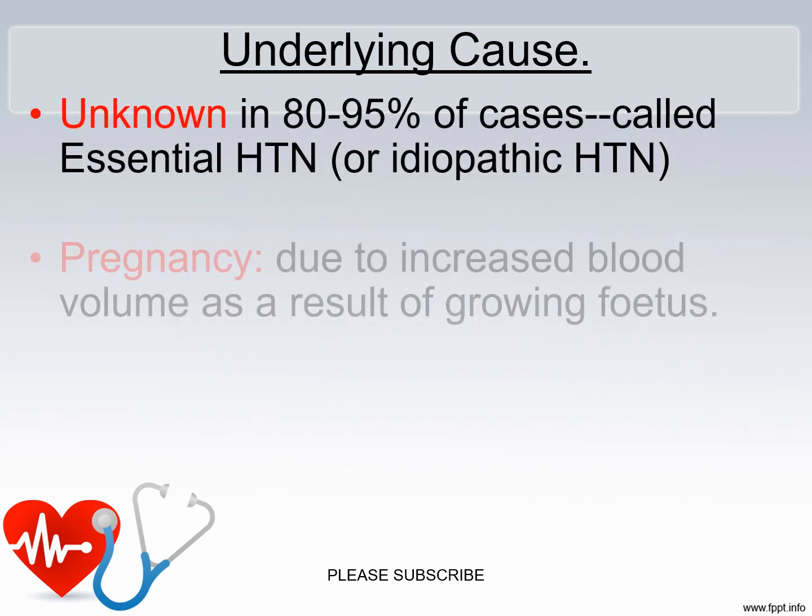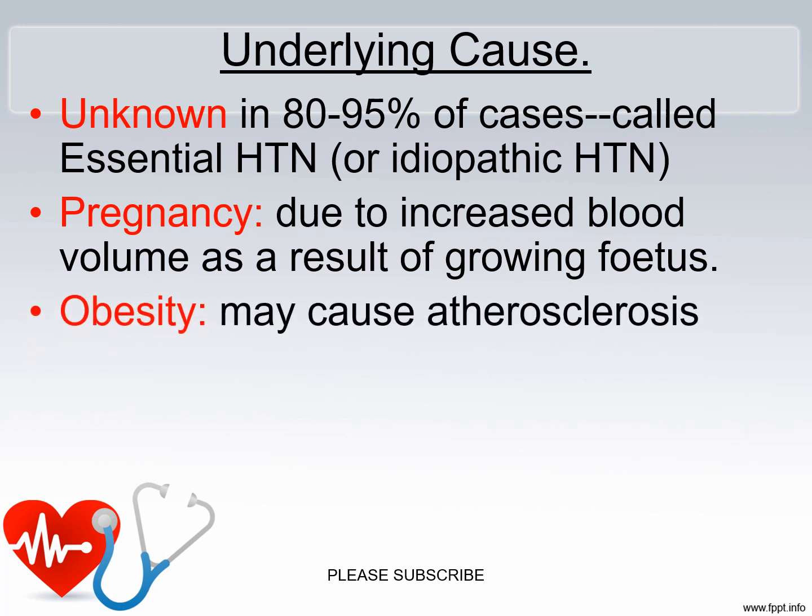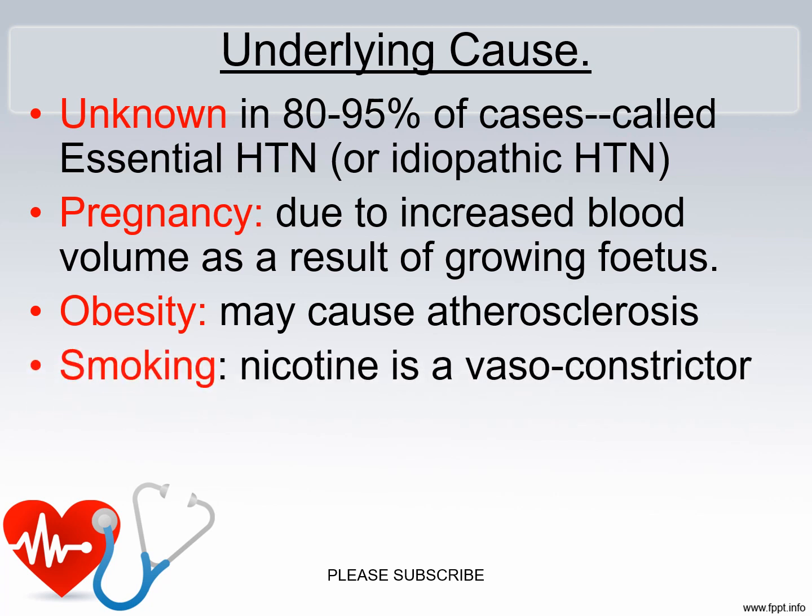Then what are the underlying causes of hypertension? We have 80 to 95% of cases being as a result of unknown causes. This is idiopathic hypertension. Then we have pregnancy. Pregnancy comes in because of the increased blood volume and the growing fetus. Then we have obesity. Because of the fat deposition, it will cause atherosclerosis. Then smoking, because of the nicotine in the cigarette, which can cause vasoconstriction, thereby increasing your blood pressure.